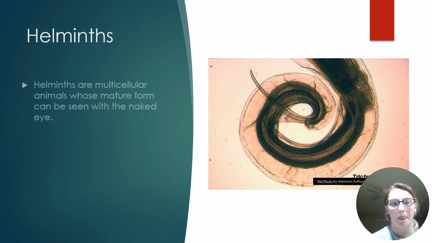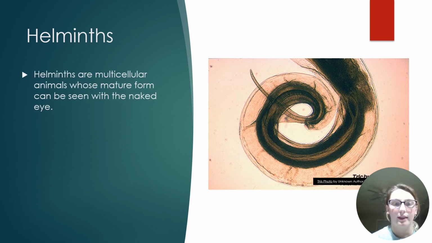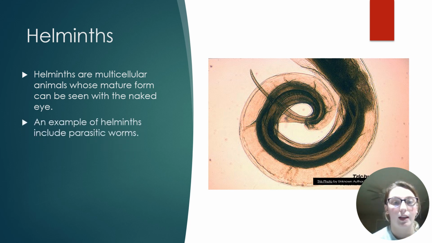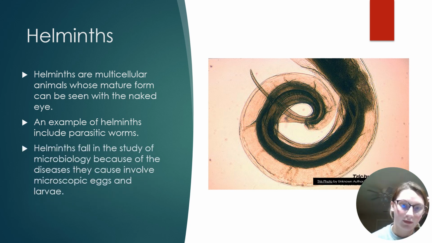Helminths. Helminths are multicellular animals whose mature form can be seen with the naked eye. An example of helminths includes parasitic worms. Helminths fall in the study of microbiology because the diseases they cause involve microscopic eggs and larvae.